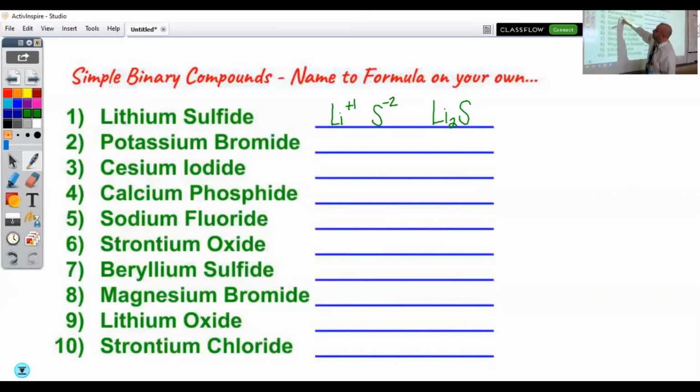Let's take a look at number 2. We have potassium bromide. Potassium is +1. Bromide is -1. This time, because they are the same, they will cancel each other out, meaning I need just 1 copy of each. So I don't have to write any subscripts in this example. Let's look at the next one, cesium iodide. Same thing here. Cesium is in group 1. Iodine is in group 17. So we have CsI.